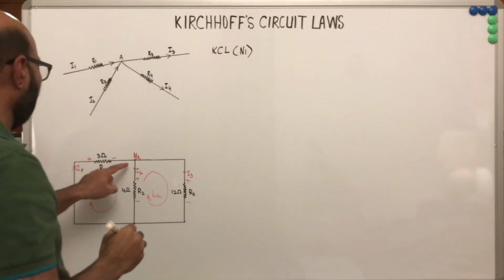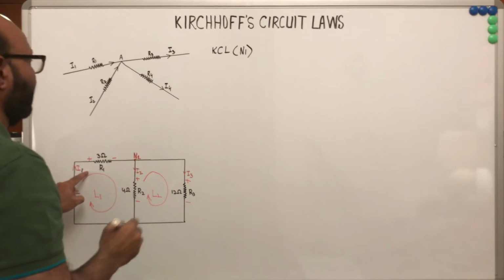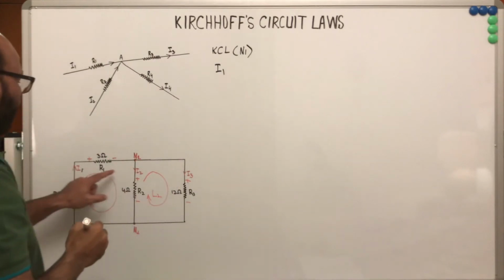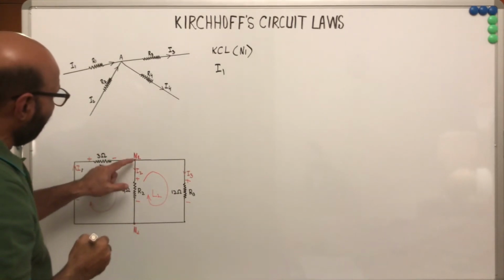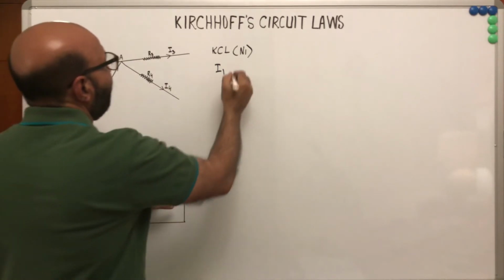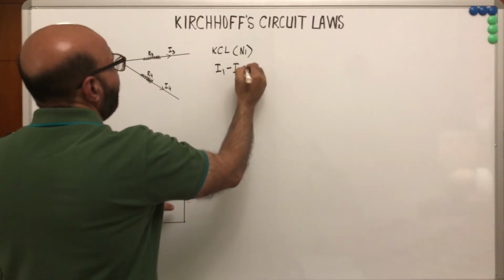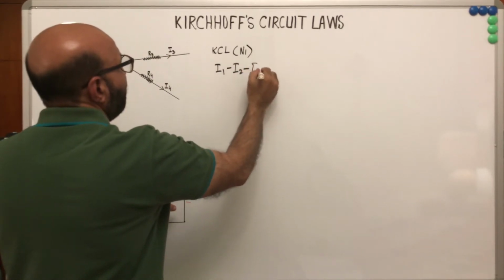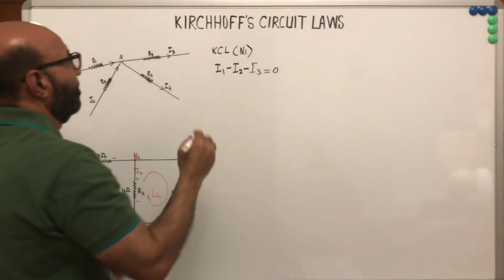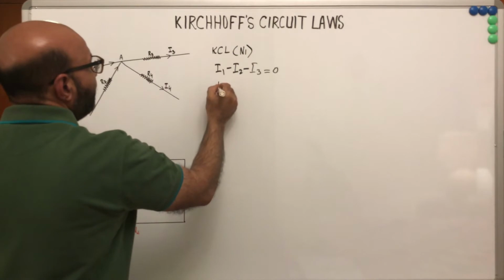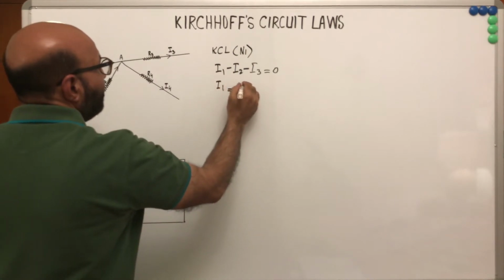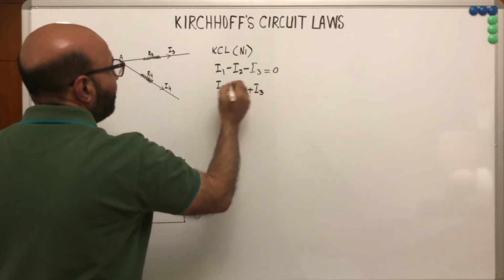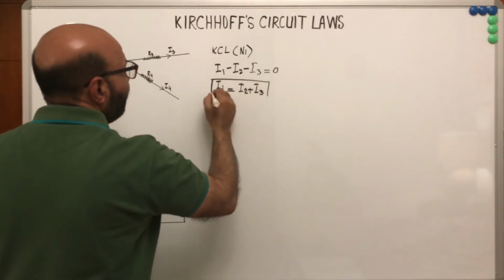The current moving towards node 1 is I1, therefore it is taken as positive. The current I2 is moving away from node 1 and current I3 is also moving away from node N1. We can also write this as I1 is equal to I2 plus I3. So this is one of our required equations.